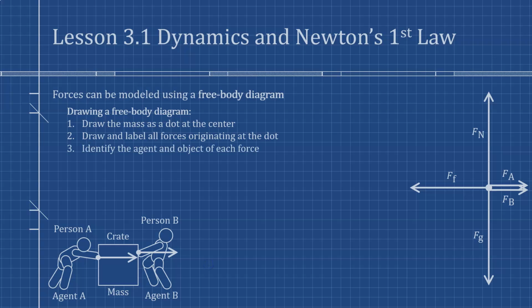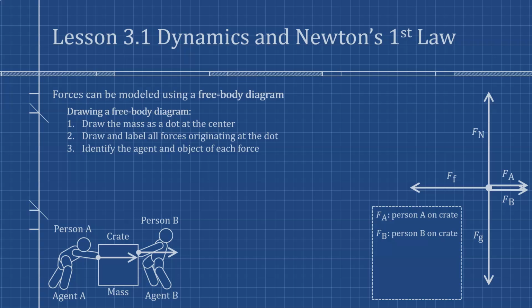All right, the last thing we need to do is identify the agent and the object of each force. Now, technically, this isn't part of the free body diagram, but it is an important part of analyzing your free body diagram to understand what's happening in your problem. So what are the agents and objects of each of our forces? Well, let's look at F sub A. Our force A is the force of person A on the crate. The agent is person A, the crate is the object. Same for B, right? It's just the same thing except it's being pulled instead of pushed. It is in the same direction though as force A.